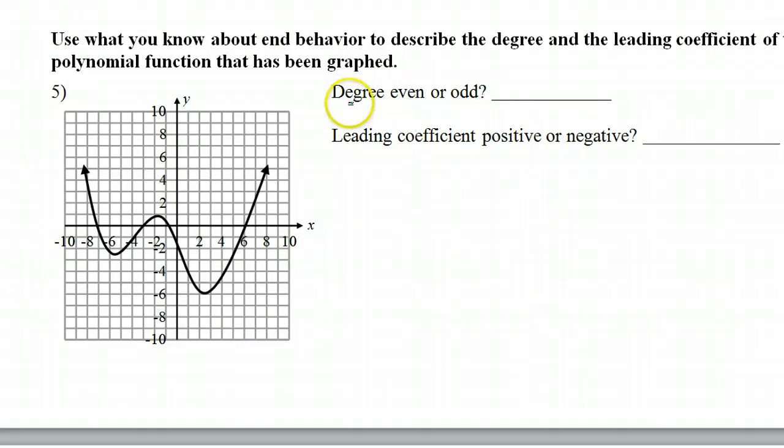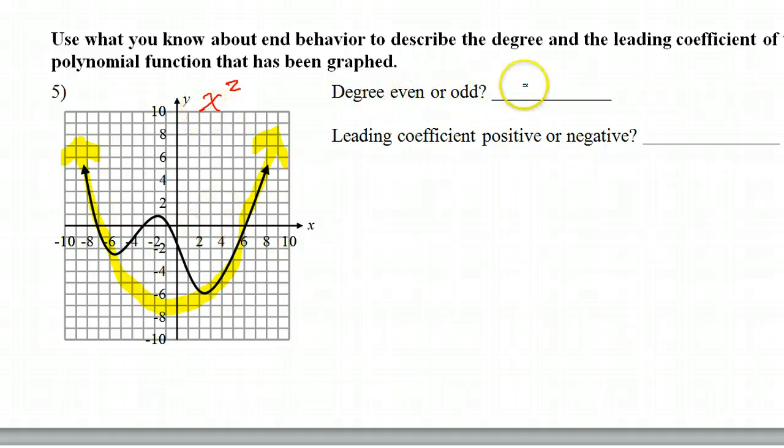Is this degree even or odd? And is the leading coefficient positive or negative? Well, when we look at the end behavior of this graph, the end behavior is the same as it would be for a parabola, right? I could draw a parabola right through this. So it has the end behavior of a parabola, and we know that a parabola is even, because that comes from x squared.